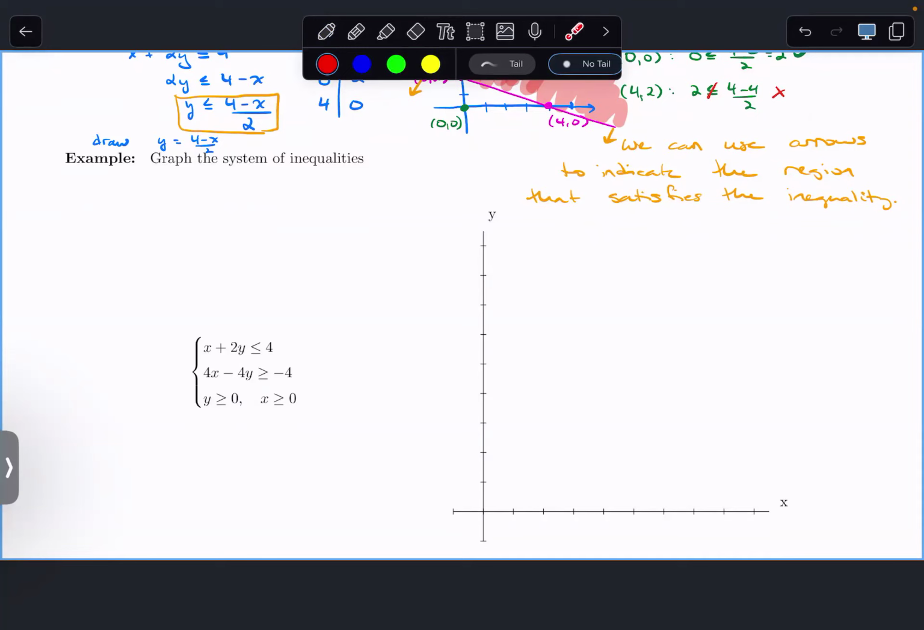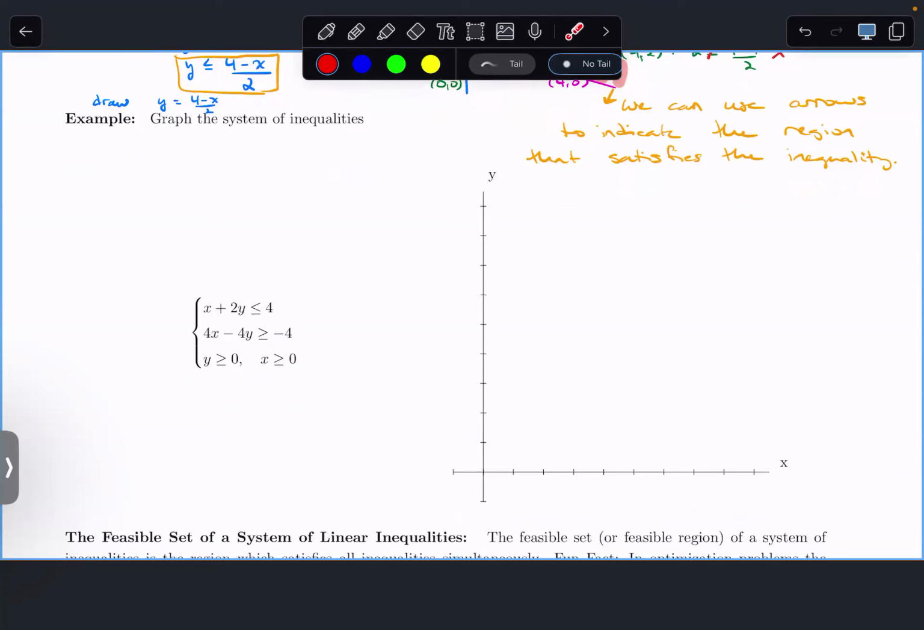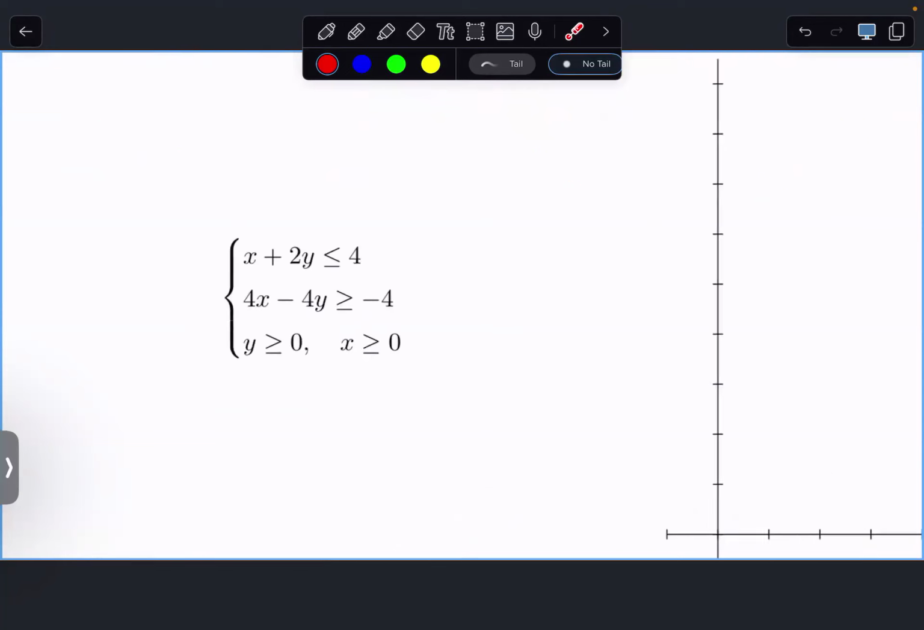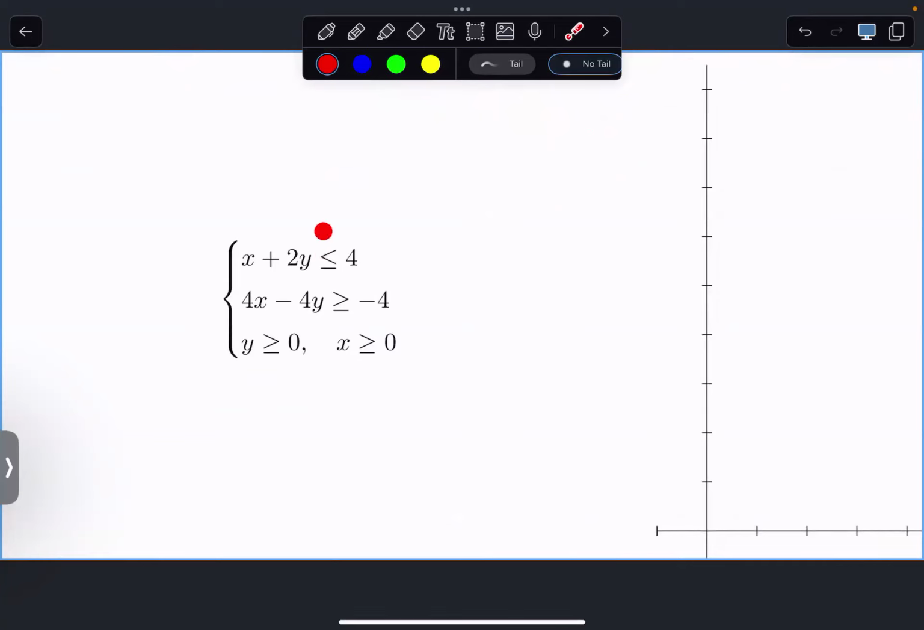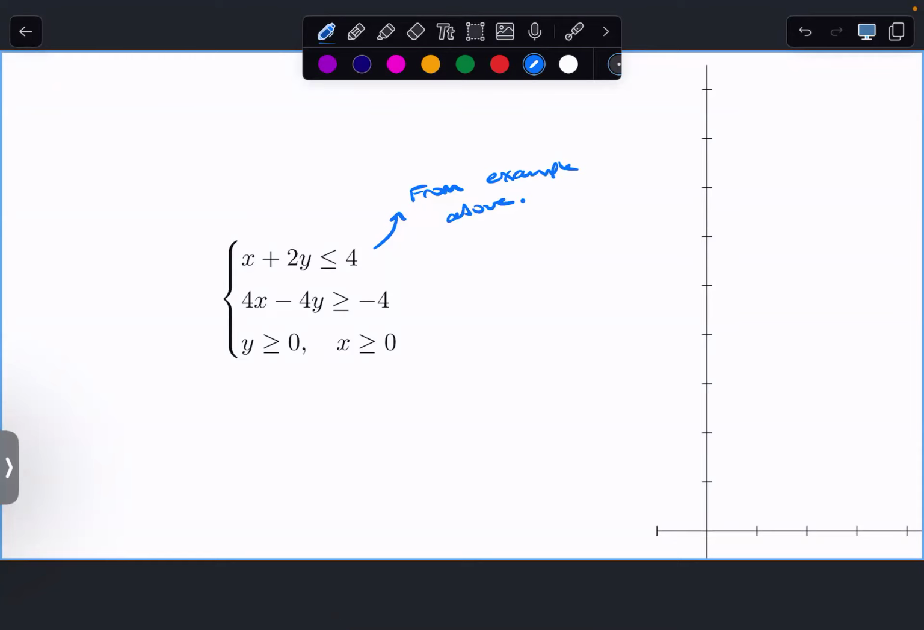Okay. We have to graph a system of inequalities. Kind of spoiled it for you. Not really. Saying that this is what we would be doing, but here we are, we're doing it. And so a system of inequalities might look something like this. Now notice that I'm using the same line as we just worked on. This is from the example above. So we already know what x plus 2y is less than or equal to 4 looks like.